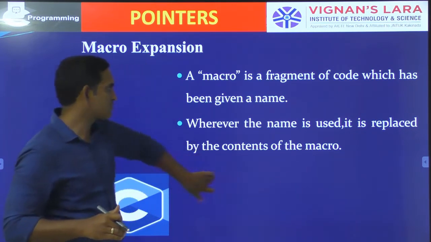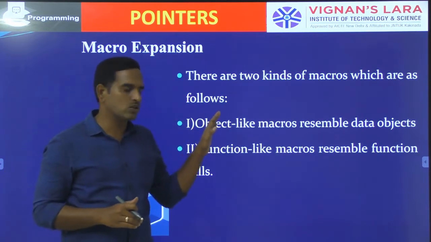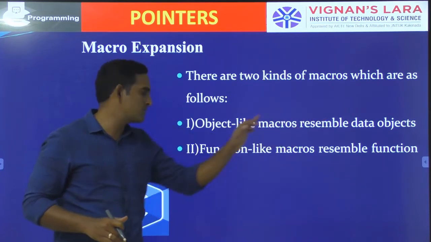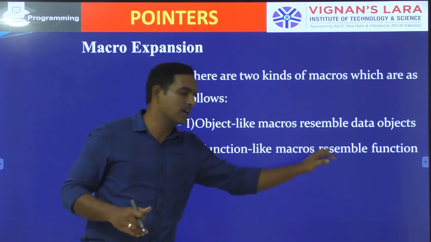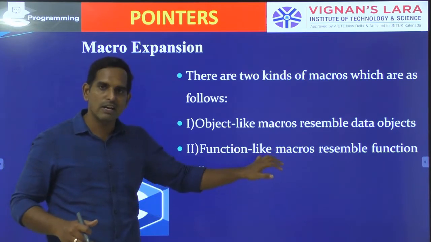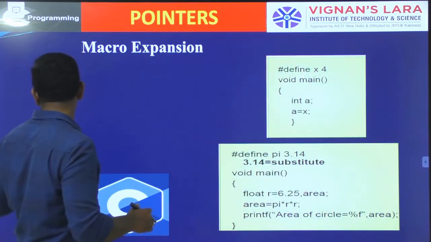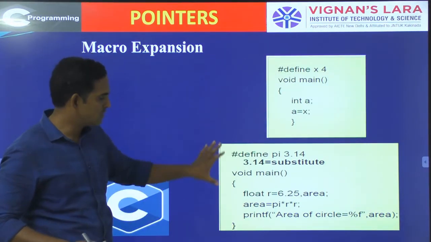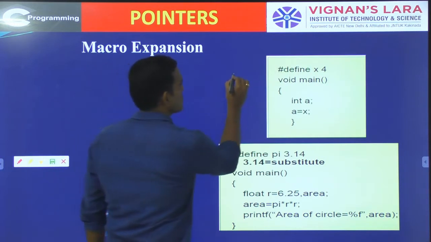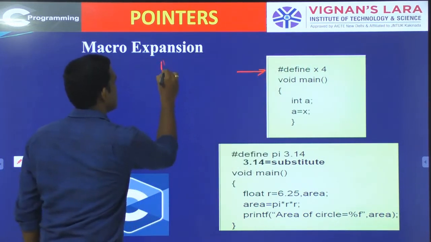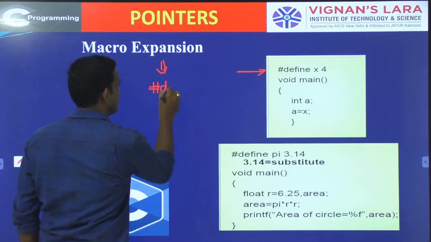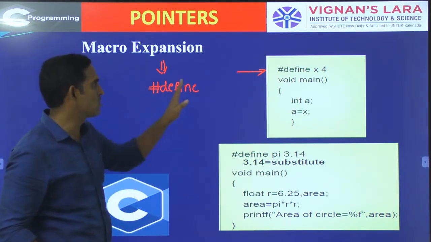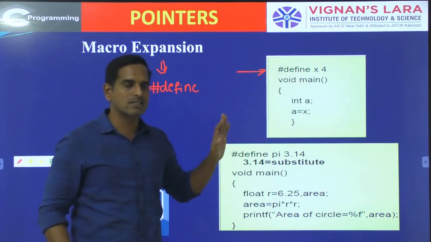There are two types of macros. One is object-like macros, which are like data objects, and the other is function-like macros, which are like function calls. The first type is the object-like macro. The second is also an object-type macro. Macro expansions are done by using #define, while file inclusions are done by #include.